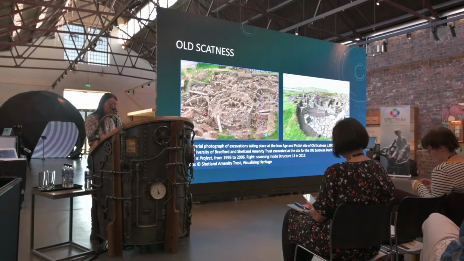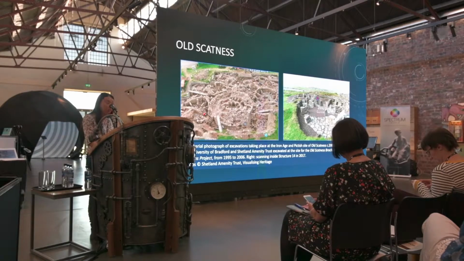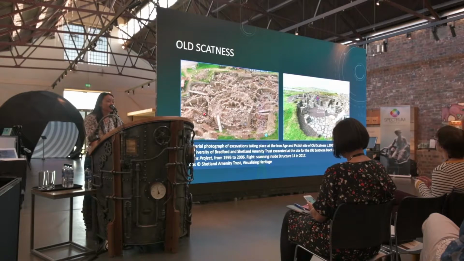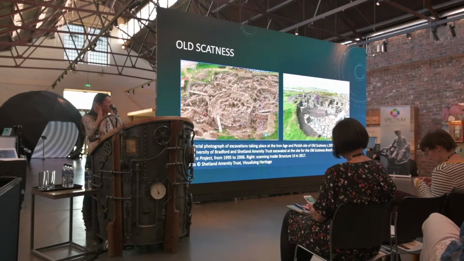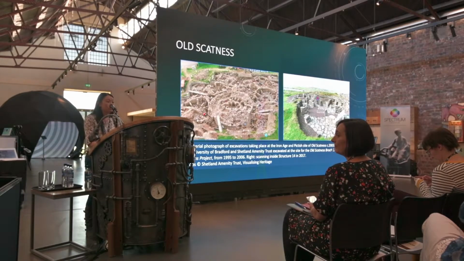And then last but not least, I'm looking at Old Scatness. Unlike Mousa and Jarlshof, this site was unknown until relatively recently. It was accidentally discovered during the construction of the roadworks for Sumburgh Airport back in 1973. It was excavated in great detail by the University of Bradford and Shetland Amenity Trust from 1995 until 2006. So in contrast to the previous 2 sites, what we have here is a full archaeological excavation that was done using modern scientific methods, and we've got all these archives and all of this information stored in Bradford.